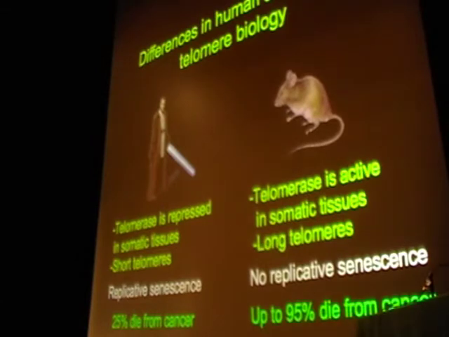So now, perhaps in part as a result of these different strategies, mice are much more prone to cancer than humans. In some mouse strains, up to 95% of animals die of cancer, while in the human population, cancer mortality is about 25%.